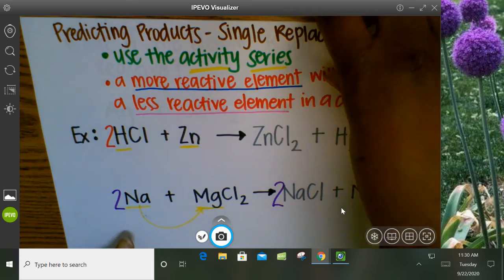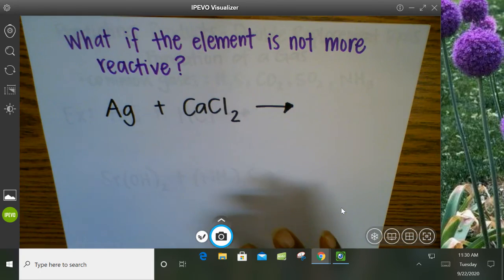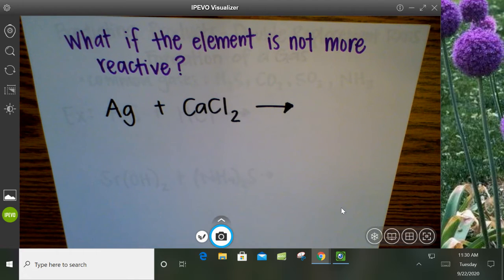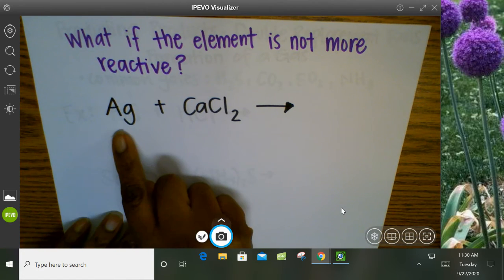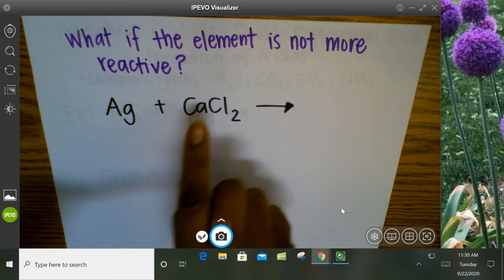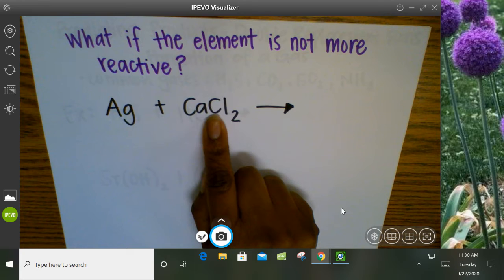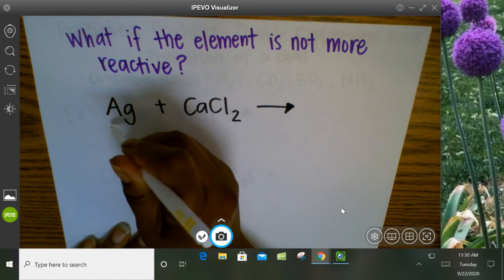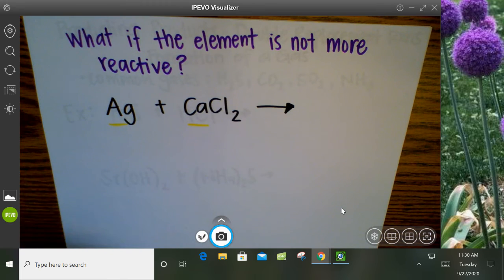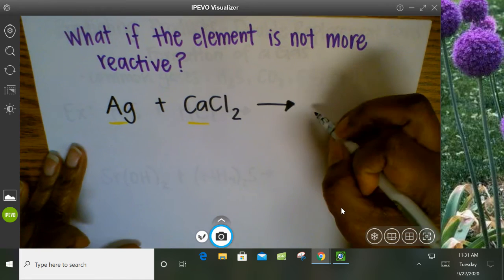All right. Well, the question is, what if the element is not more reactive? Okay. In this case, I have silver placed into a solution of calcium chloride. Going back to your reactivity series, you see that silver is not more reactive than calcium. Okay, checking out your silver, checking out your calcium chloride. And since silver is not more reactive, if you put the silver in a solution with calcium chloride, you will get no reaction.